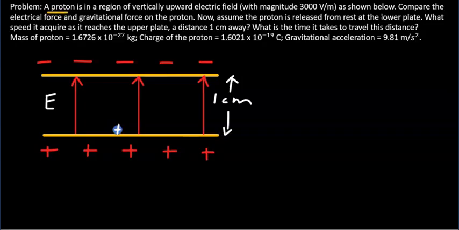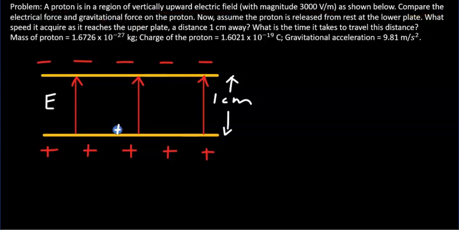A proton is in a region of vertically upward electric field with magnitude 3000 volts per meter, as shown in this diagram. Compare the electric force and gravitational force on the proton. So let's do this part first.